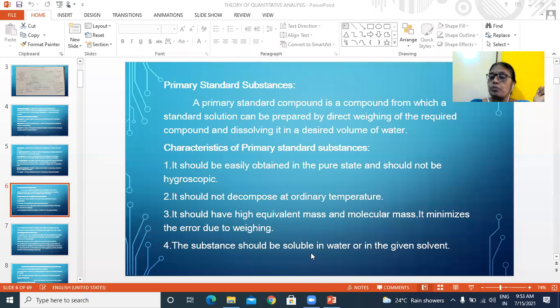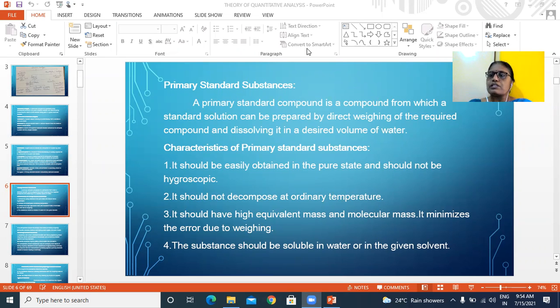Next, the substance should be soluble in water or in the given solvent. In most of the experiments which we perform in the laboratory, whether the estimation of sodium carbonate, sodium bicarbonate, both carbonate and bicarbonate, or the estimation of dichromate, ferrous, copper, magnesium, whatever the substance may be, most primary standard substances are readily soluble in water. If it is not soluble in water, we should add 1 drop of concentrated sulfuric acid first, then add distilled water, and it will automatically dissolve. So that is one more condition for primary standard substances: it is readily soluble in water.